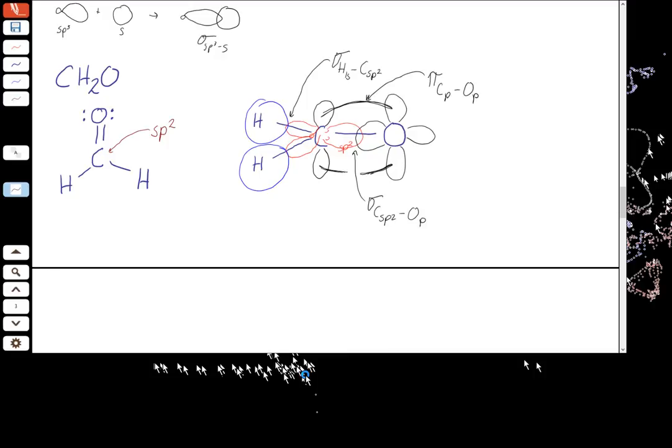So that's how we use valence bond theory to describe the bonding in a compound. We find the Lewis structure, we find the geometry, just like we did before. Then we say, okay, if it's this geometry, it has to be this particular hybridization. And then we can draw in the hybrid orbitals and talk about which orbitals are mixing with which other orbitals. Any questions about that so far?